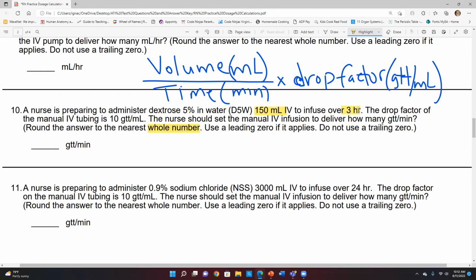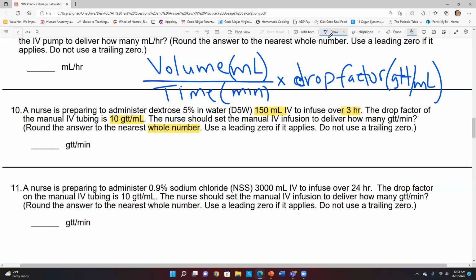Okay. This is going to be important. So the formula that I have written here is what we need to use when we're performing drop factor calculations. The volume in mLs over the time in minutes multiplied by the drop factor. Keep in mind the drop factor will always be given to you.